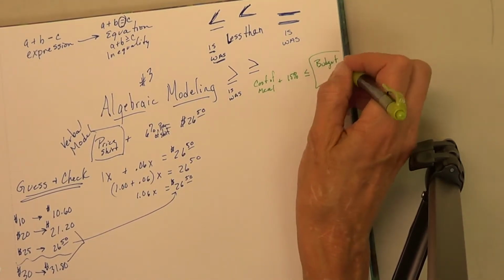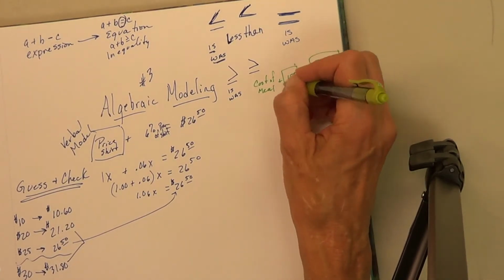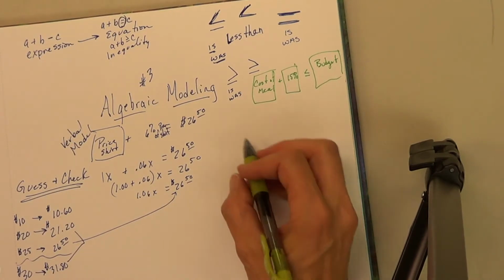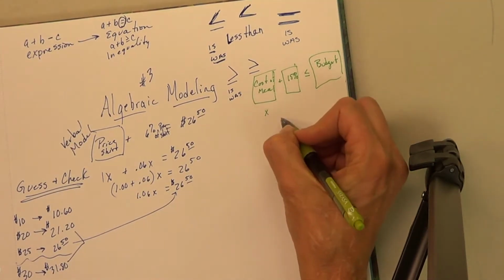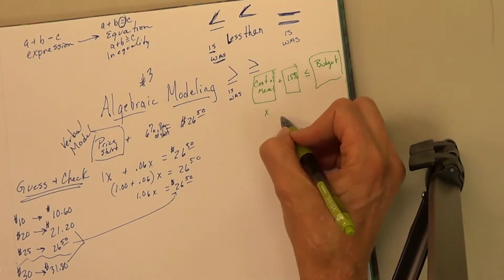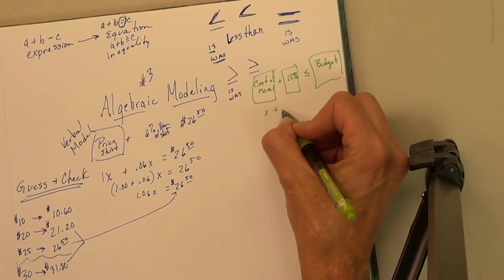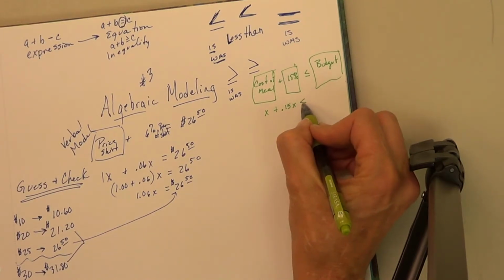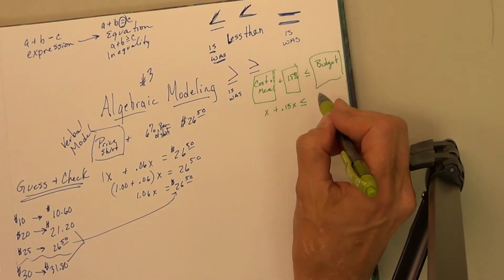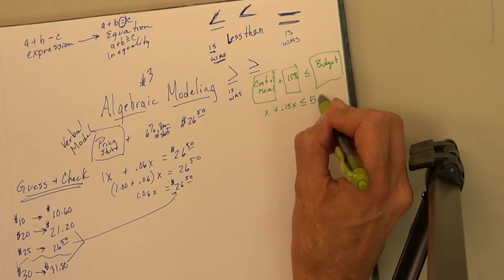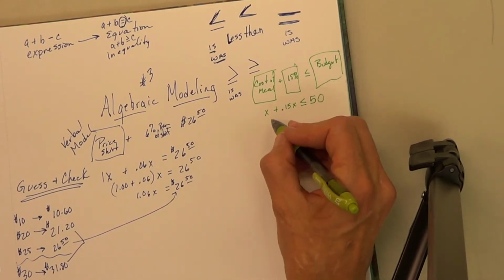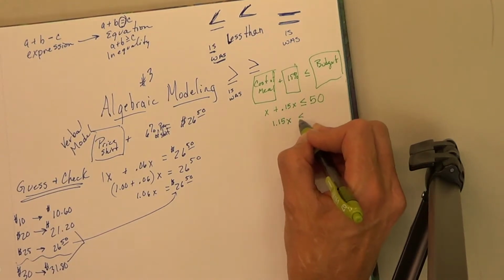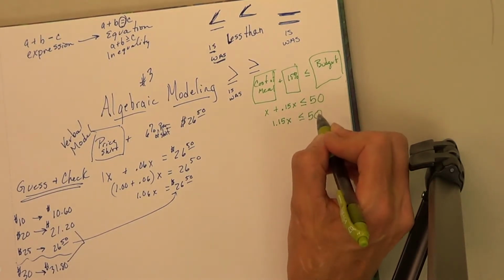Now sometimes it helps people to put these in boxes so that they realize these are all separate parts, separate terms. Cost of the meal, that's what we're looking for. We know that 15% is 15% of the cost of meal, and then we know that our budget, I said, was $50. So we go ahead and combine these: 1.15x less than or equal to 50.